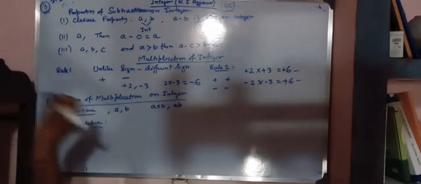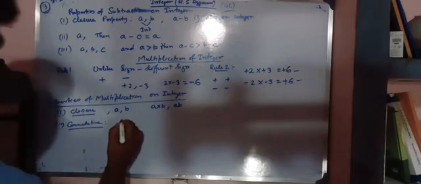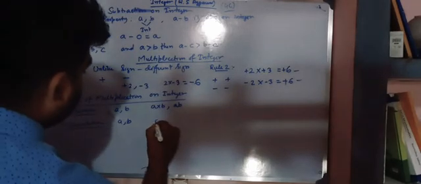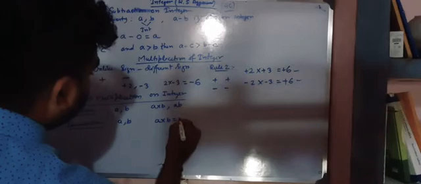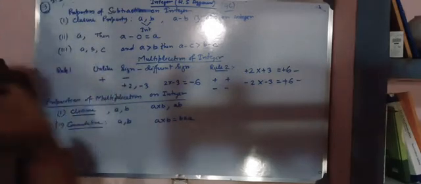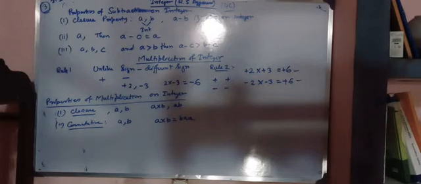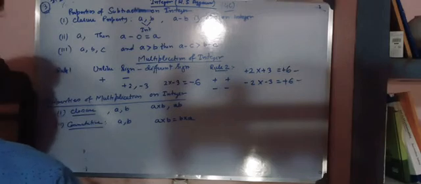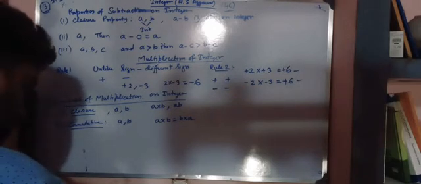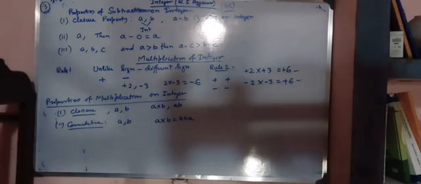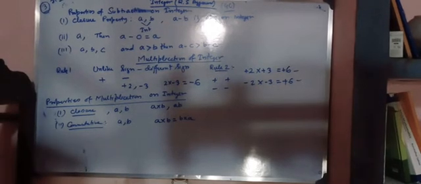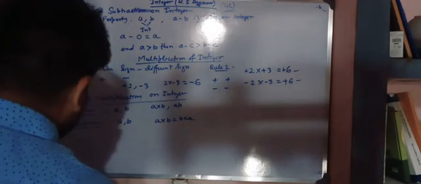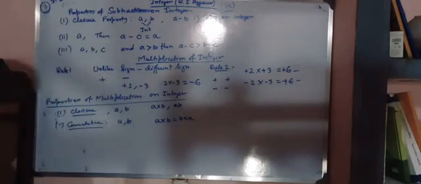Next, the commutative property, or commutative law. For any two integers a and b, it always happens that a into b is equal to b into a. So ab is equal to ba. That is called the commutative law of multiplication. Next, the associative law.